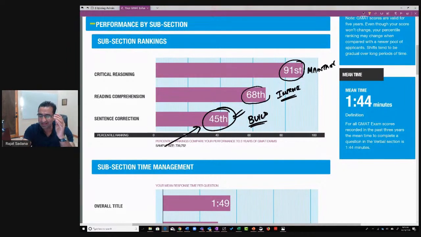If you're at that 68th percentile, you know the concepts, you know most of the methods. You need to practice relevant questions. You need to look at your mistakes and learn from it. But if you are over here, you actually don't know the methods really well. You may know a decent number of concepts, a good number of concepts, but you don't know the methods.